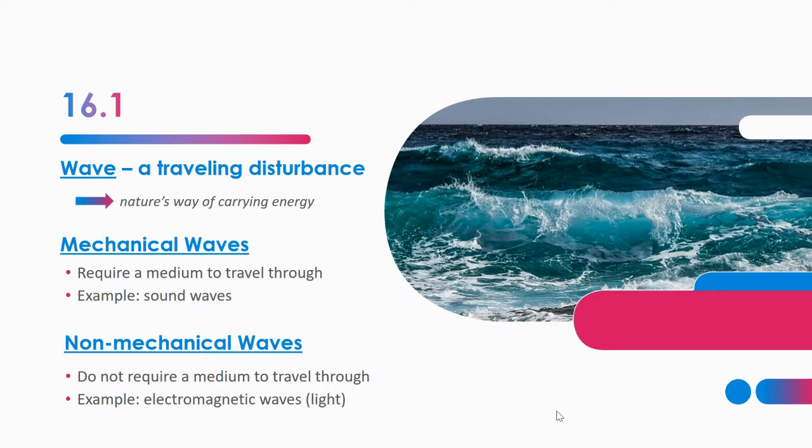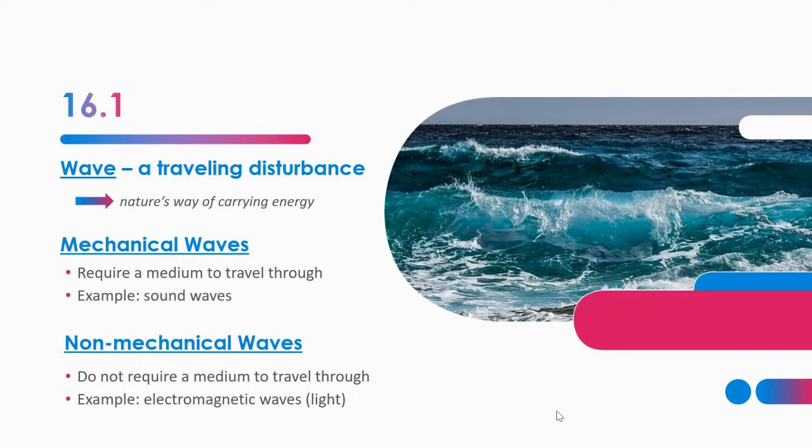Sound waves need some sort of material to travel through, while non-mechanical waves do not require a medium to travel through. And the main example of that would be an electromagnetic wave. In other words, light. So everything on that electromagnetic spectrum that you might remember from chemistry, ultraviolet, infrared, microwave, gamma, X-ray, all of those waves travel at the speed of light. Obviously, visible light is included in that. And none of them require a material to travel through.